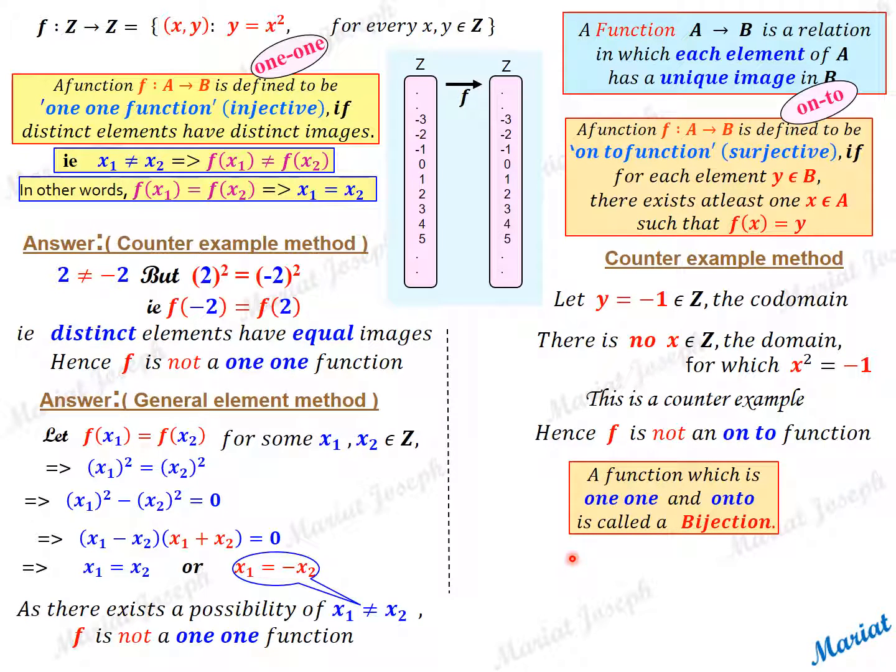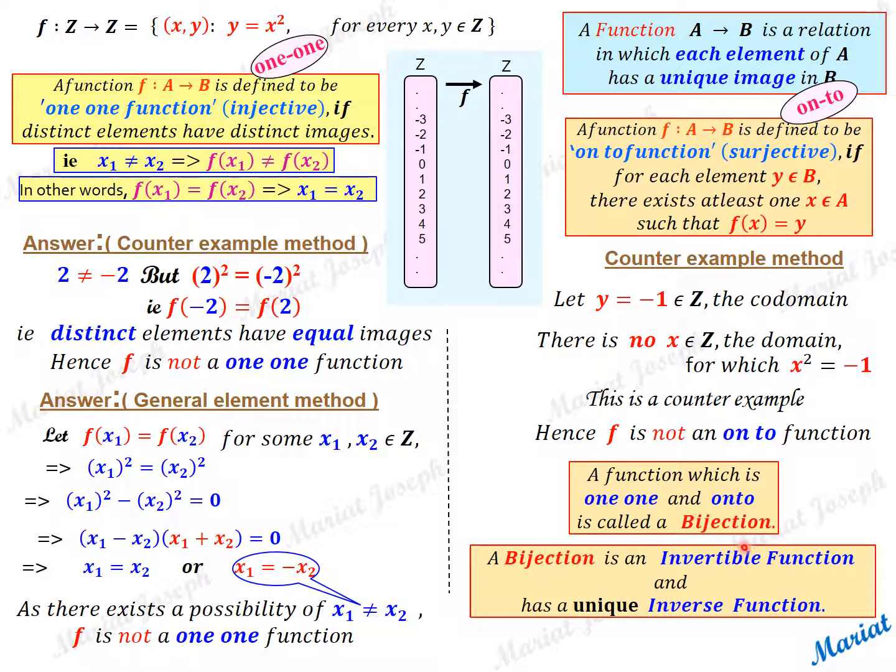A function which is one-one and onto is called a bijection. A bijection is an invertible function and has a unique inverse function. So this given example is neither a one-one function nor an onto function, hence it is not a bijection. So the function is not an invertible function, hence it doesn't have an inverse function.